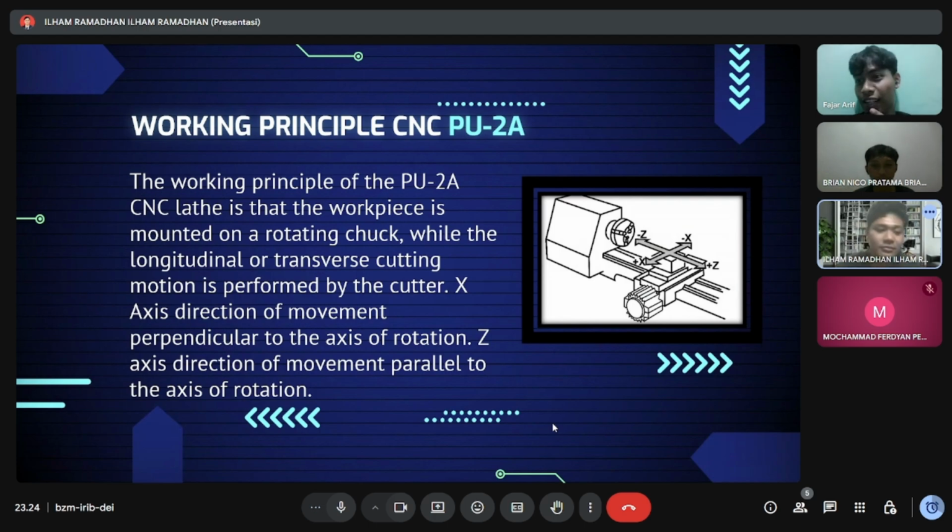Let's talk about the working principle of the CNC production unit 2A. The working principle of the production unit 2A CNC lathe is that the workpiece is mounted on a rotating chuck, while the longitudinal or transverse cutting motion is performed by the cutter. X-axis is the direction of movement perpendicular to the axis of rotation. Z-axis is the direction of movement parallel to the axis of rotation.